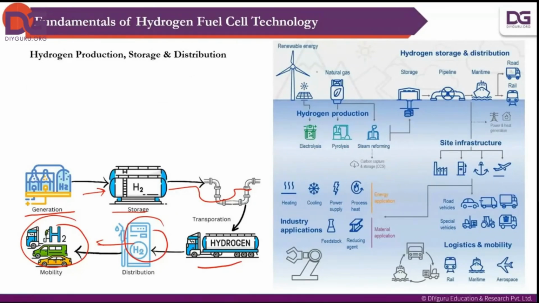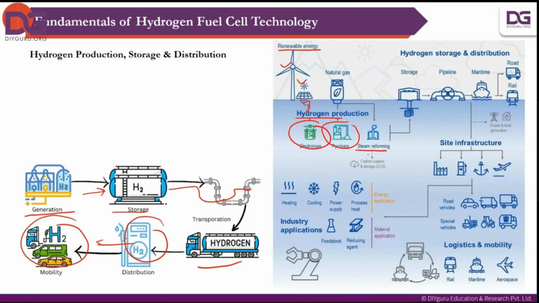This is the short layout of hydrogen generation, storage, transportation, distribution, and utilization. There is one more slide, one more image of hydrogen production. Maybe we are producing hydrogen from renewable energy like wind and solar. That will go to hydrogen production using the electrolysis process. Electrolysis we have seen. Next is the pyrolysis process, which is used for converting natural gas into hydrogen. There are two processes, pyrolysis or steam reforming.